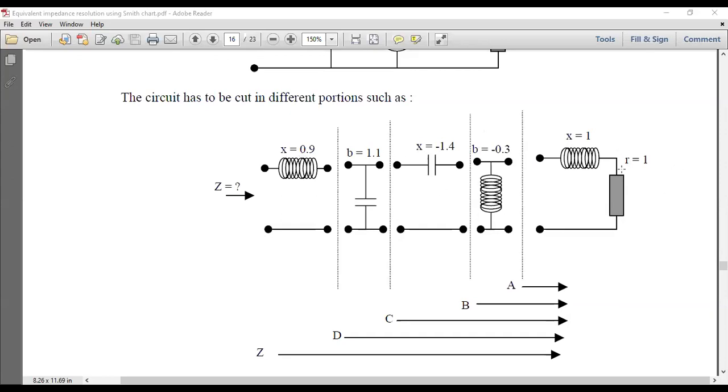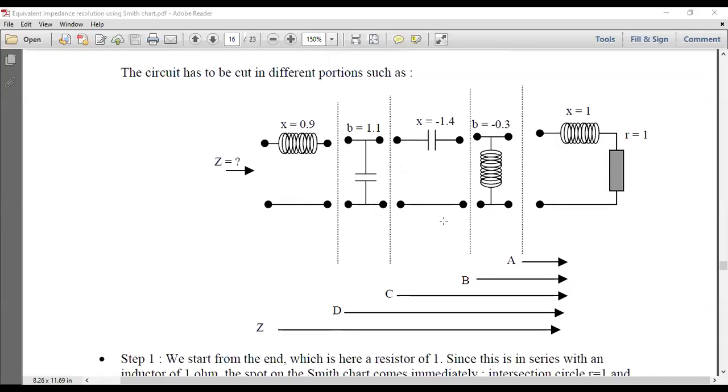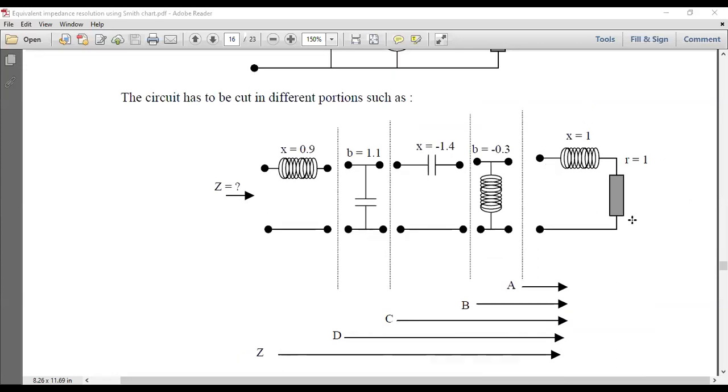So only the real part is this R, and all these elements, 1, 2, 3, 4, 5, will be imaginary. So what I did, I just split it into parts and named them A, B, C, D and Z. So what is the resultant? We have to calculate this. How will we calculate this? This is 1 plus jX. Now we have to add this, but this 1 plus jX is in parallel with this.